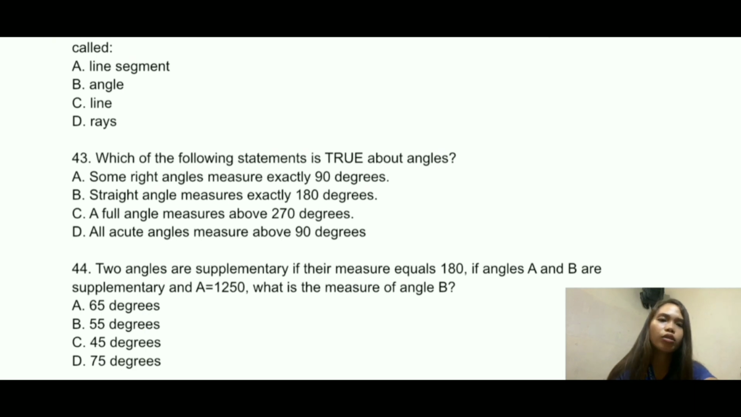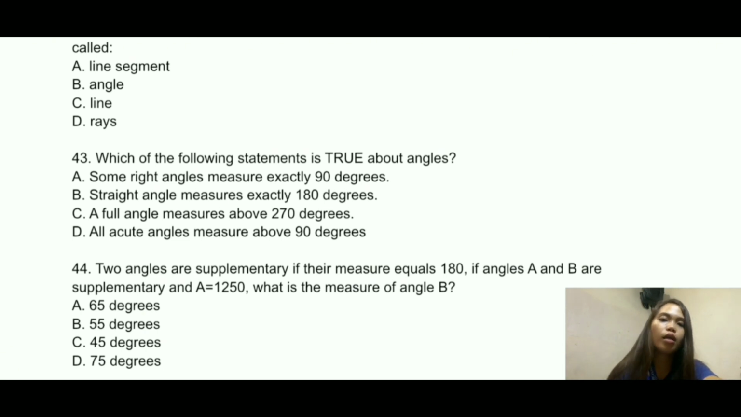So why is it the answer? By definition, a straight angle is always 180 degrees. So always remember that. And why are the other options not correct? For option A, some right angles measure exactly 90 degrees. All right angles measure exactly 90 degrees, not just some. And for option C, a full angle measures above 270 degrees. A full angle measures 360, not above 270 degrees.